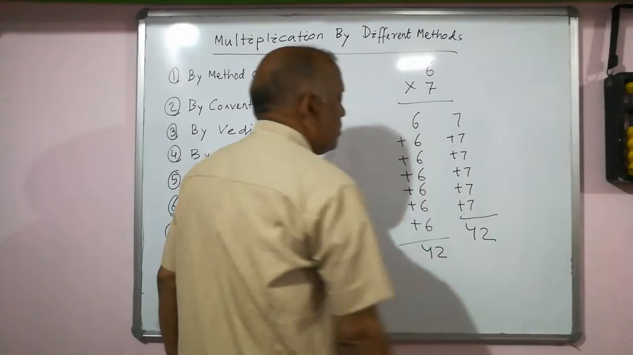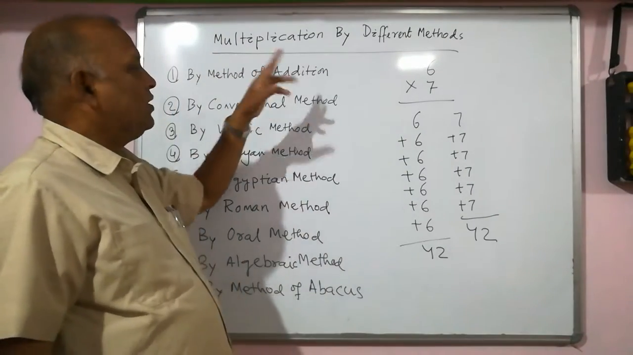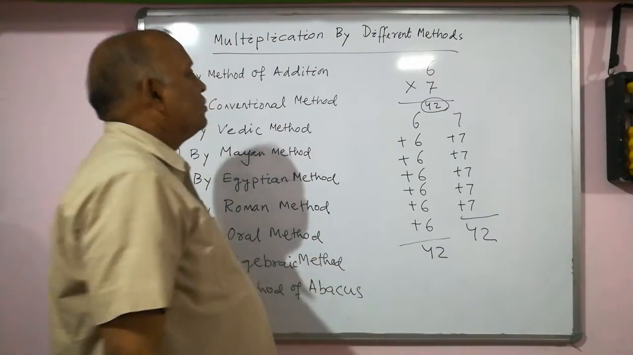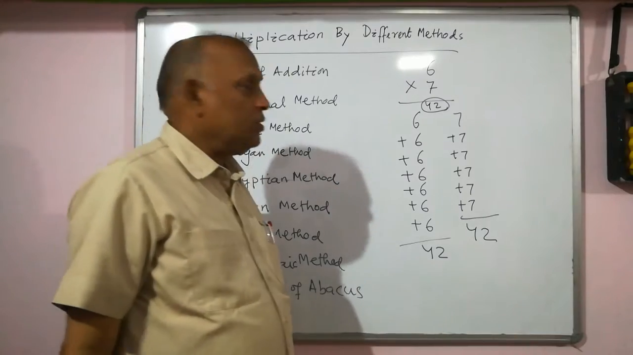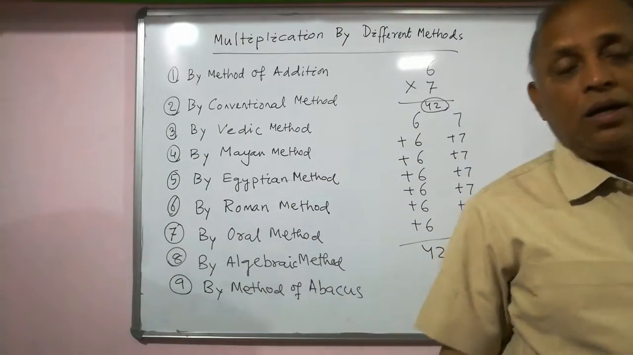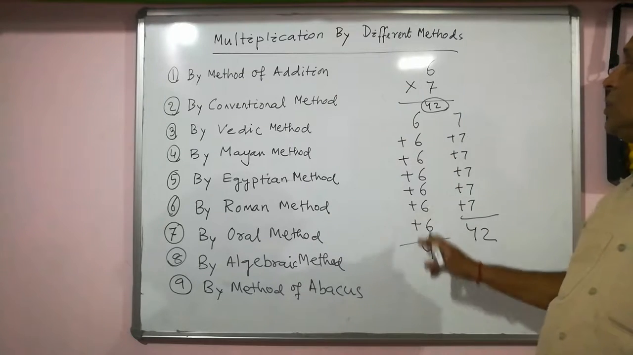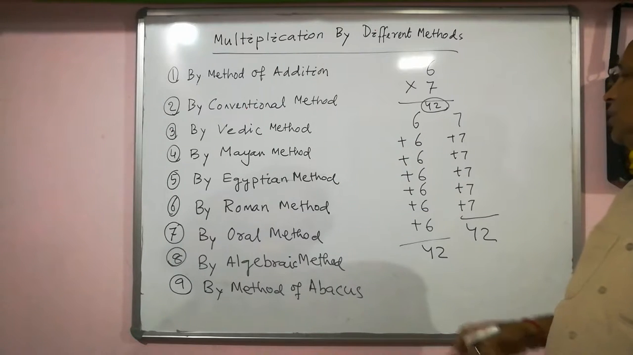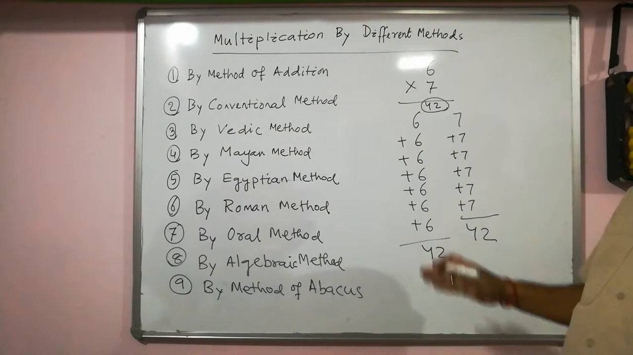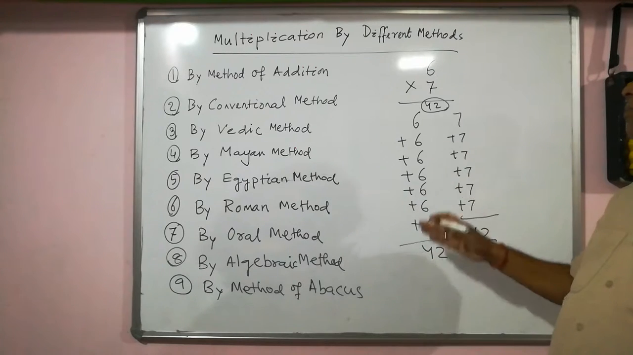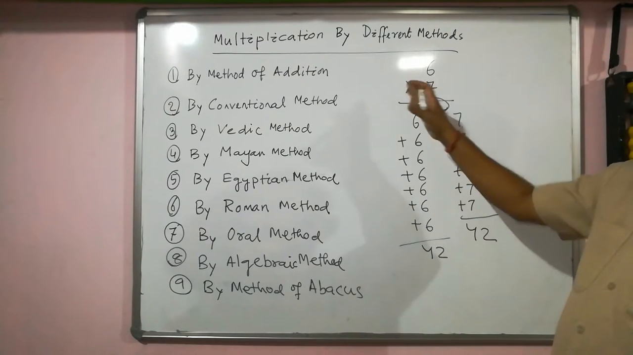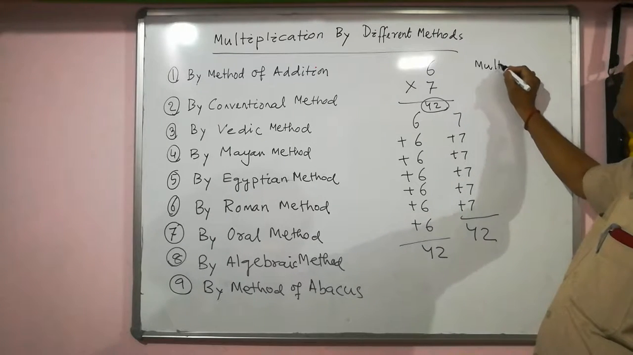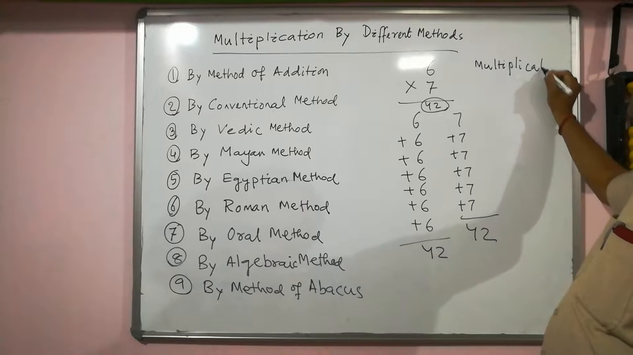So this is the method of additions, and we do it for 6 into 7. We use it at the student or lower level. Before going to multiplication, we teach the student the addition process, and later on we tell them that this addition process is a multiplication. So repeating additions is multiplication.